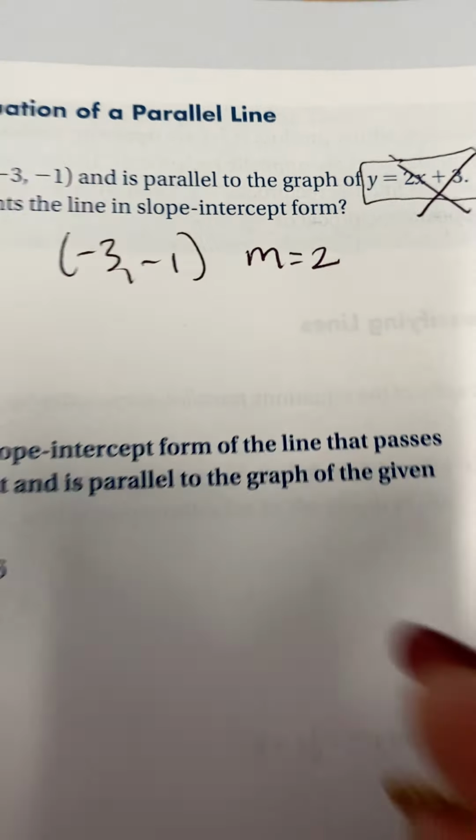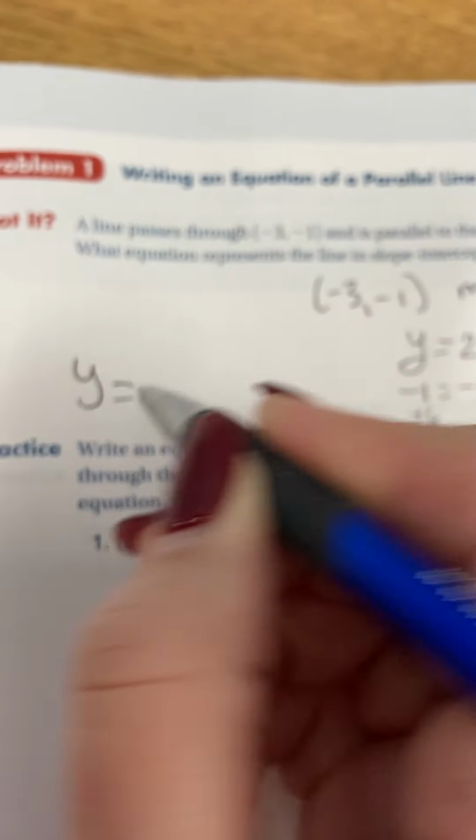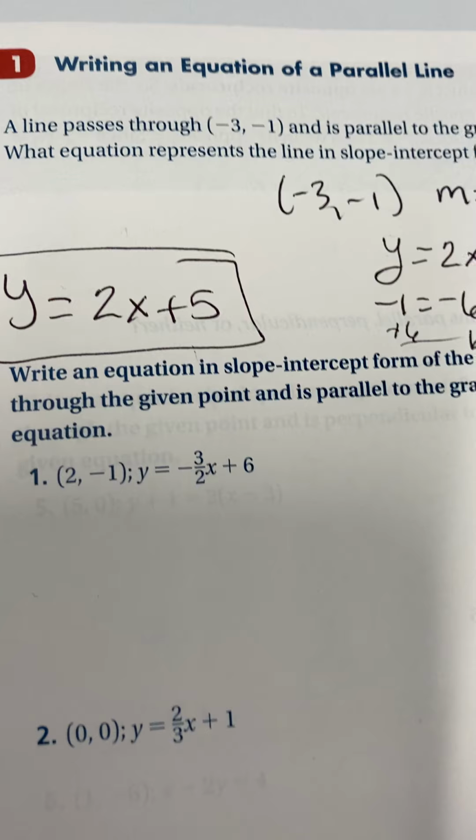In order to put this into slope-intercept form, there's a couple of ways to do it, but I think we'll go with the way we did it before. Slope-intercept is your mx plus b. We know our m is 2. We just don't know our b, but I am given an x and a y, so I'm going to take the -1, put it in place of y, and -3 here, which makes it -6, plus b. Add my 6 over, so -1 plus 6 is 5. So b is equal to 5. So the equation would be y equals 2x plus 5. This line is parallel to this one, but it goes through this point, whereas the other one did not.